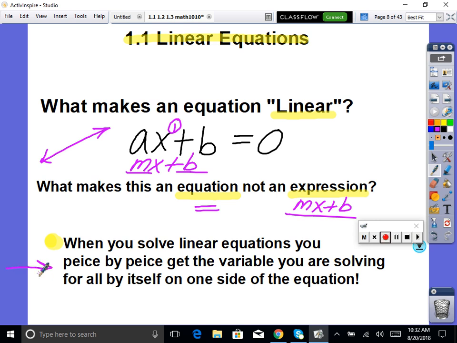Okay, so when solving a linear equation, or really any equation, you isolate the variable piece by piece using correct algebra in the correct order. And we undo things with inverses. And then, once you have the variable all by itself, you're done. You can check your answer. Easy stuff.